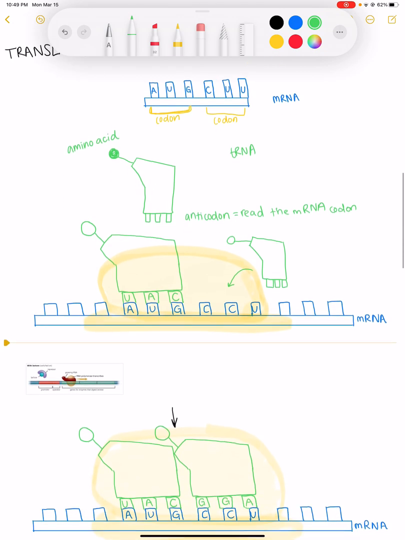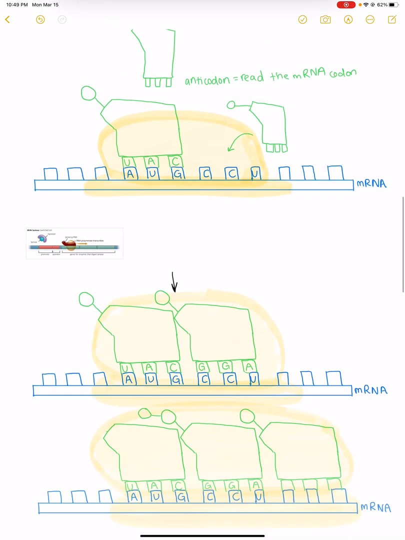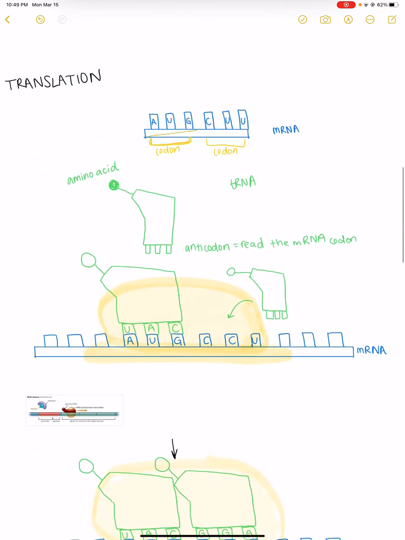So now let's get into the steps of translation. You can ignore this figure.